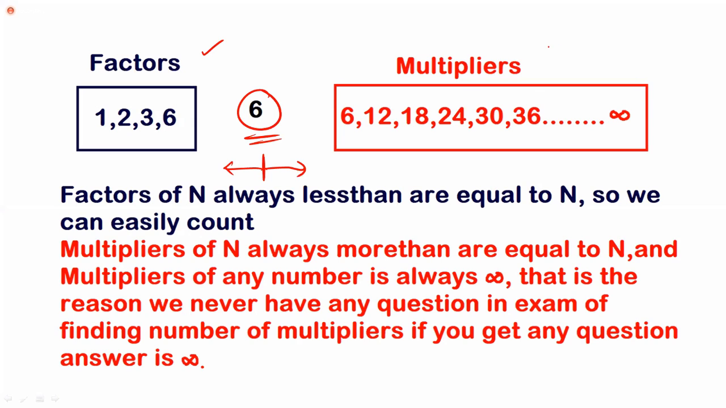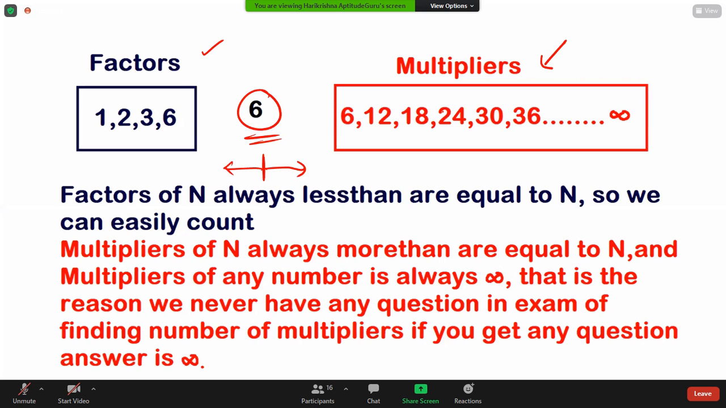So we never have any question in competitive exams like what is the number of multipliers of any number. Why? Because the number of multipliers of any number is always going to be infinity. So 6 into 1, 6 into 2, 6 into 3, 6 into 4, like that, it will go till infinity. And the factors will always be bounded, which we can easily count. That's why you will get a question on finding the number of factors in competitive exams.